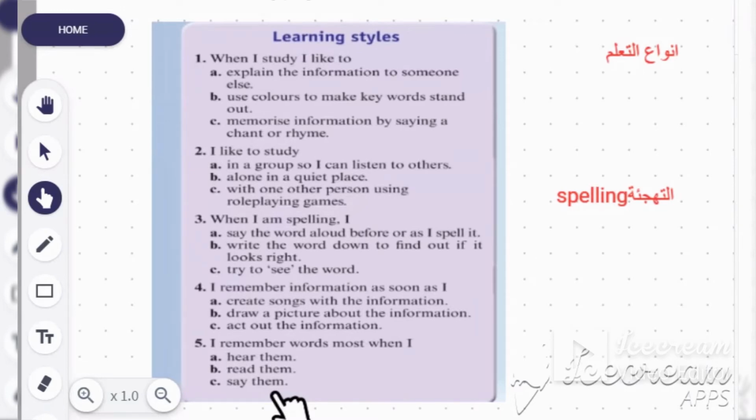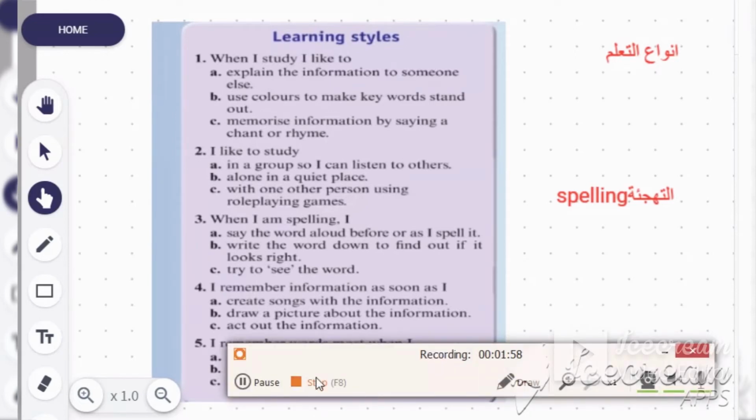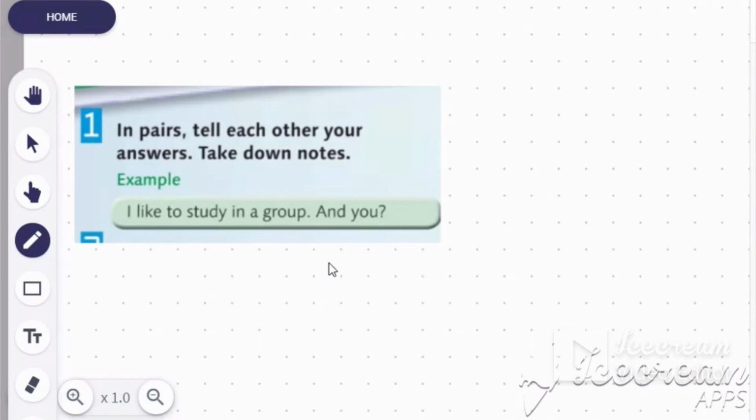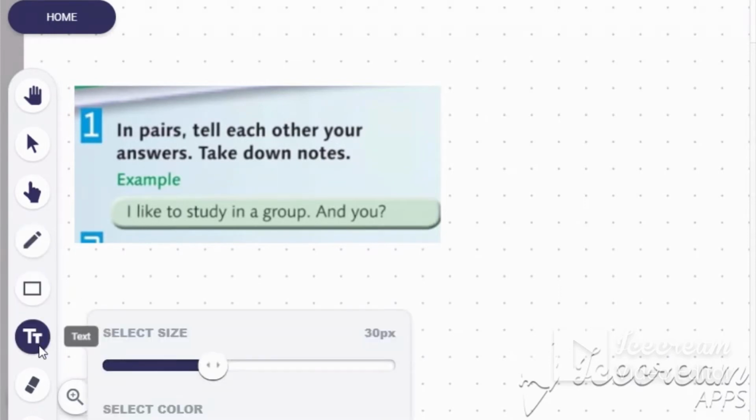Okay, now we will go to a sentence. You have to make a sentence about you. Okay, in pairs, tell each other your answers. Take down notes. I like to study in a group. And you? Now you will write a sentence to me about how you study. I will write first a sentence about me.